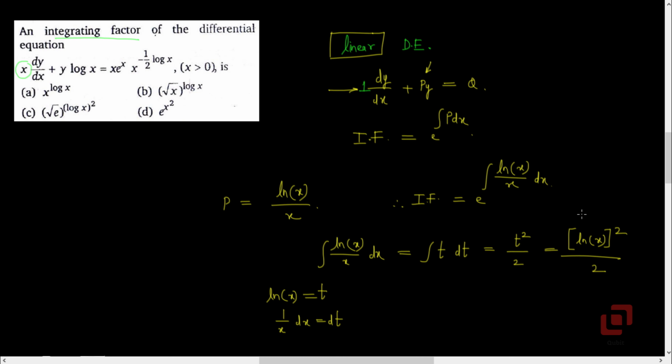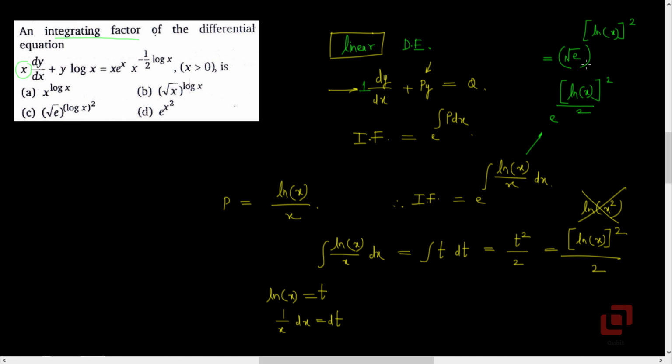Note that we are not considering log of x squared. No. We are first taking log of x and then we are squaring the log. Going back to the integrating factor, we have evaluated the integral of log x upon x, which has turned out to be log of x square upon 2. So let us replace the exponent by this integral. So we will get e to the power square of log x upon 2, which will be equal to root of e raised to square of log x.